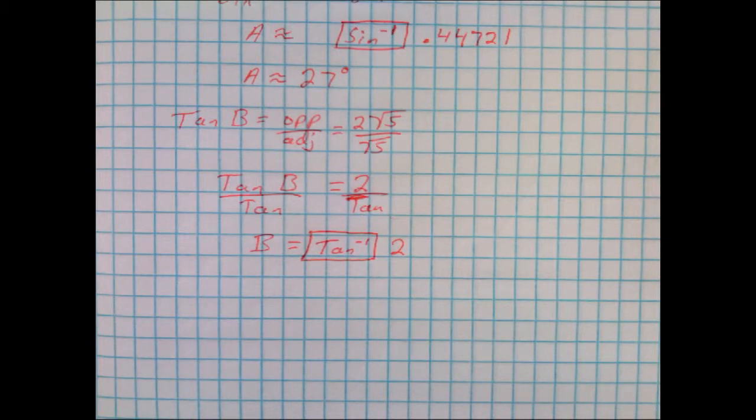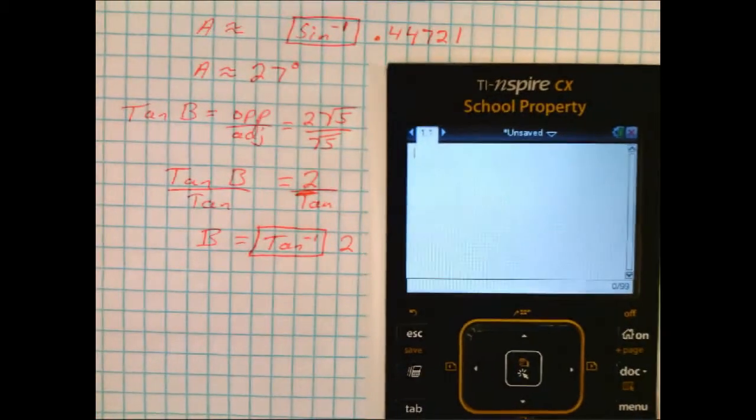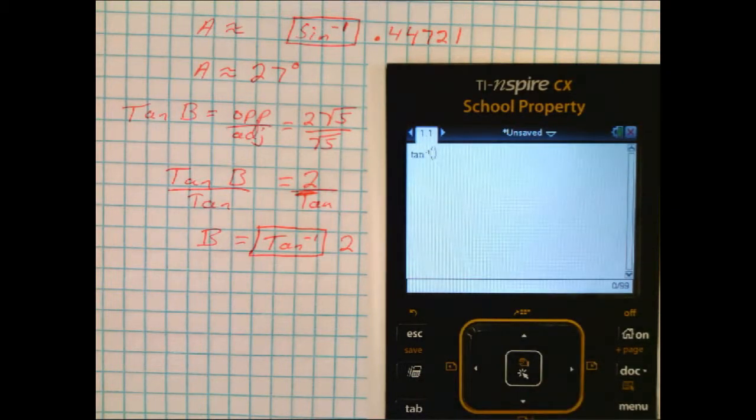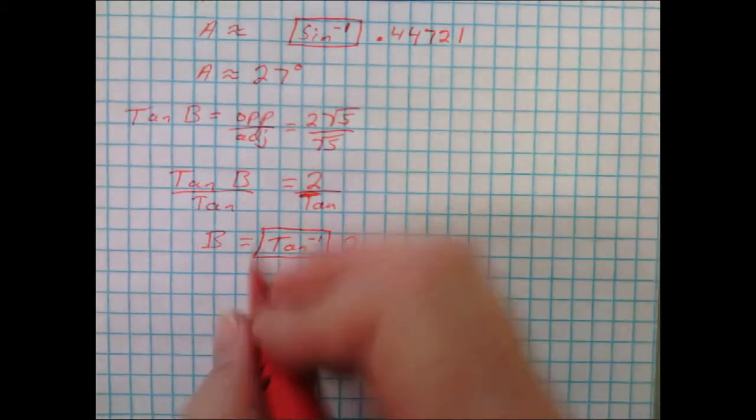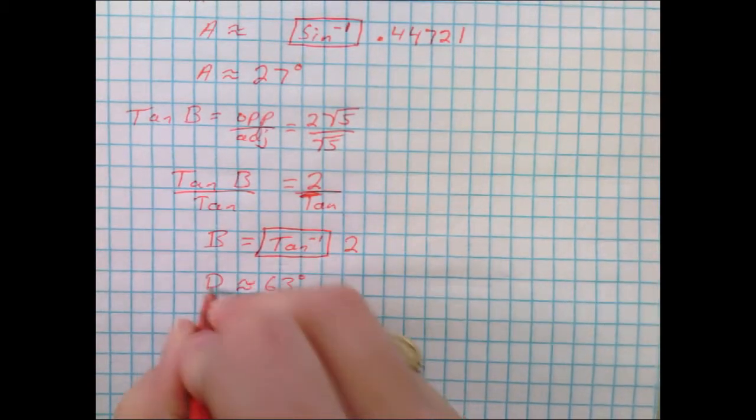Alright, so on your calculator, that's what we're going to be typing in. So I'll bring the calculator back over here. And we're going to be going to our trig functions. We're going to scroll over to tangent and then down to the -1. And then 2. We're going to hit the number 2 and enter. And I end up with 63.4349. So approximately 63 degrees. So that's approximately 63 degrees.